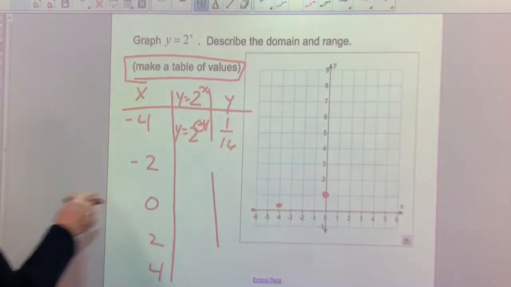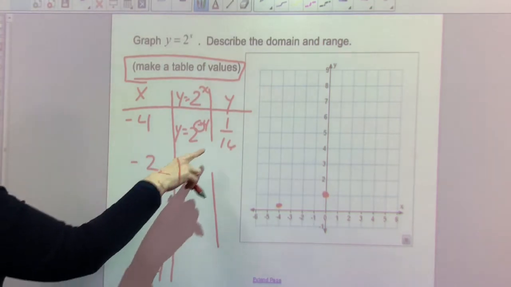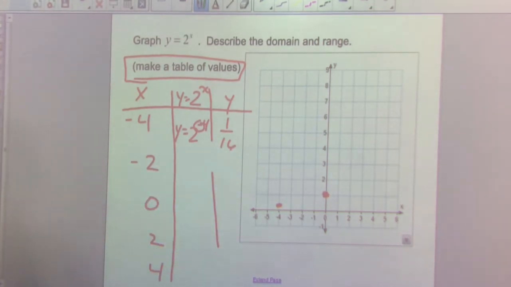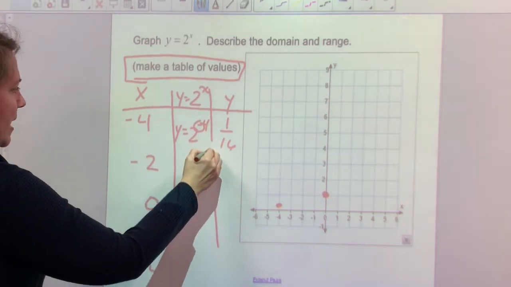Now I'm going to move to this one. You figure out what your y values are for the rest of them. Hit pause and figure out what they are on your own and graph them.